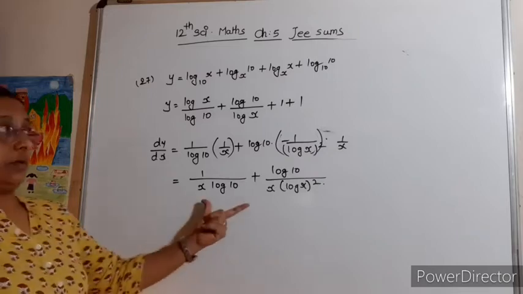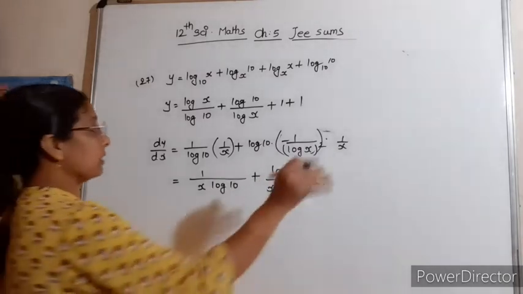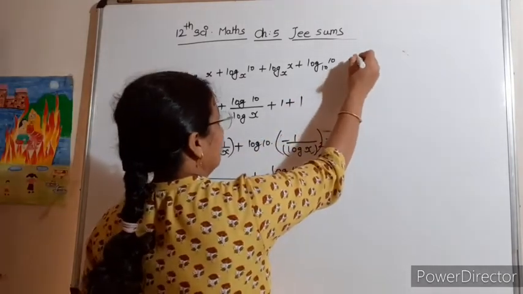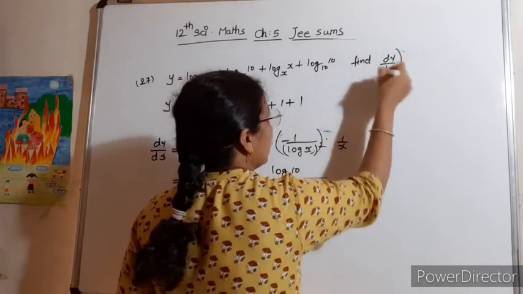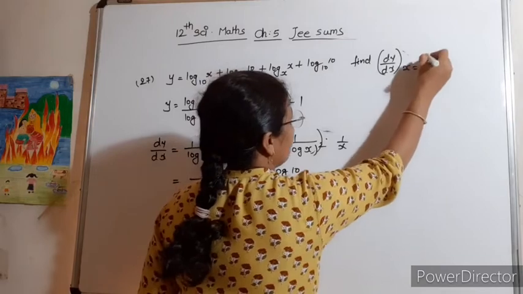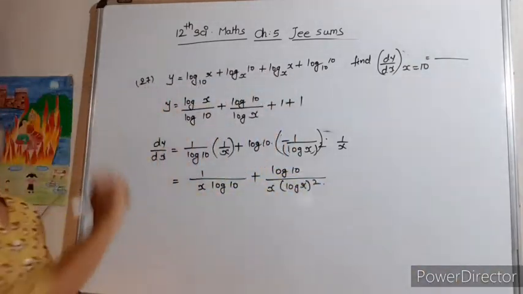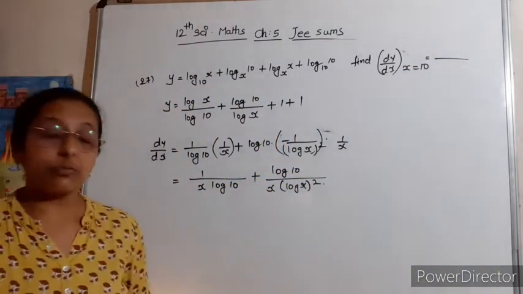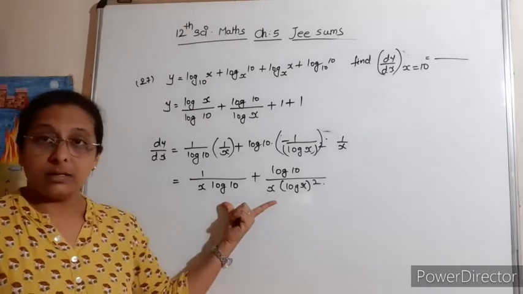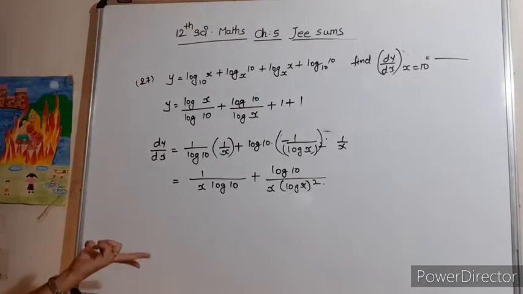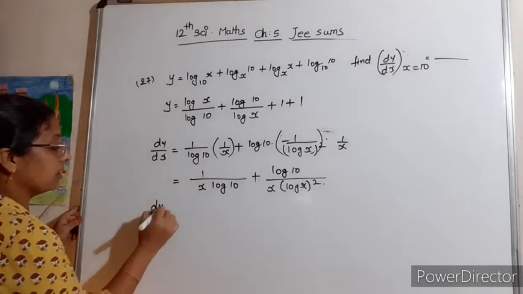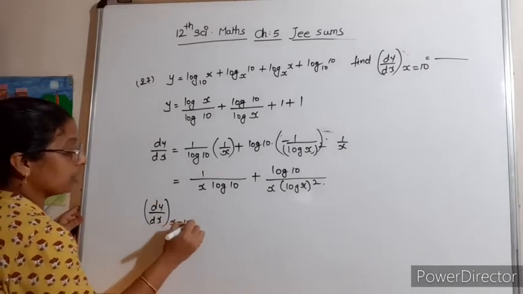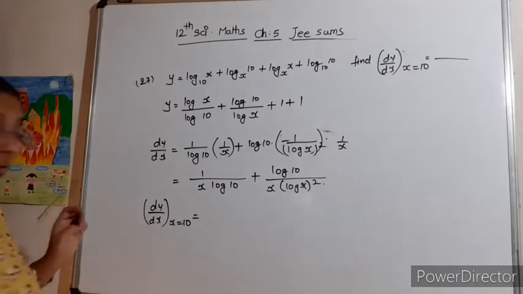Okay, that is our answer. But if the question is find dy by dx at x equal to 10 is equal to dash, ऐसा क्वेश्चन है. अगर सिर्फ dy by dx पूछा होता तो that is the answer. Nothing to do now. अभी कुछ भी नहीं कर सकते. But dy by dx at x equal to 10 दिया है तो क्या करना है?